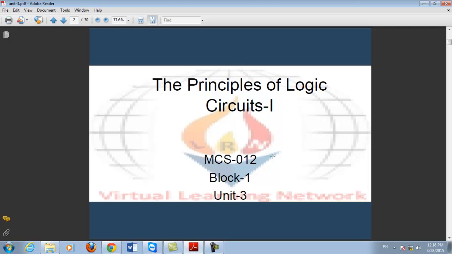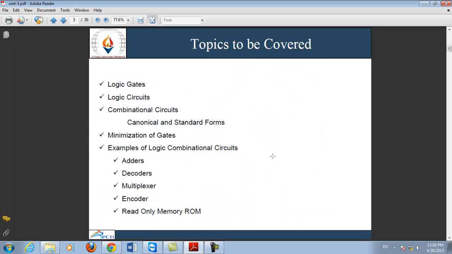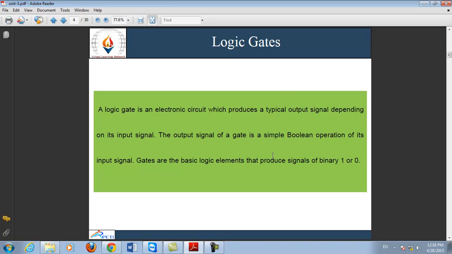In today's session, we will discuss the principles of logic circuits. In the principles of logic circuits, we will discuss logic gates, logic circuits, combinational circuits and different forms of combinational circuits, minimization of these gates and examples of these combinational circuits. Now, the first thing is logic gates.